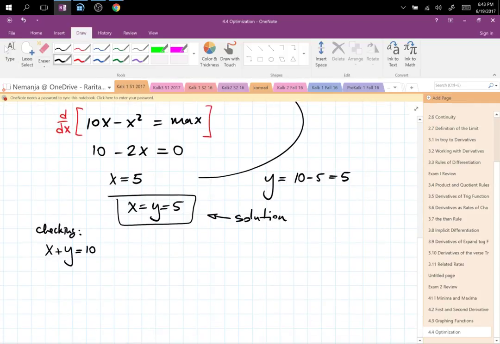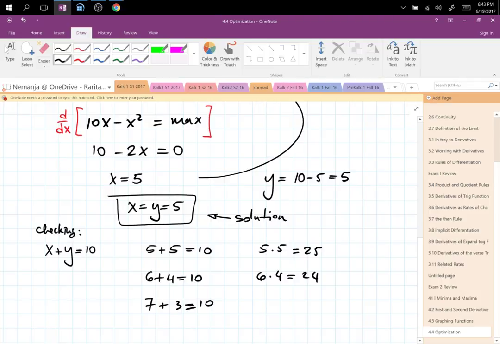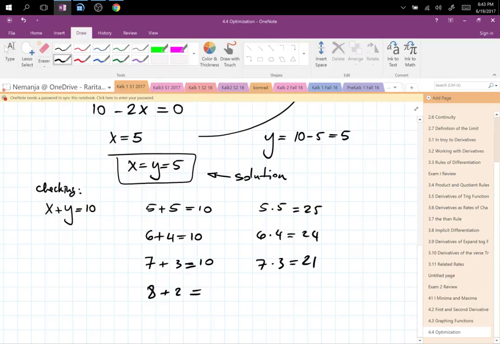So we know that 5 plus 5 is 10, and we get 5 times 5 is 25. Now, what other combinations would make 10? Let's say 6 and 4, because 6 plus 4 is also 10. But look, 6 times 4 is 24. Give me any two numbers other than 5 and 5 that add to 10. 7 and 3. So 7 times 3 is 21. And then 8 and 2 also add to 10, but 8 times 2 is 16.